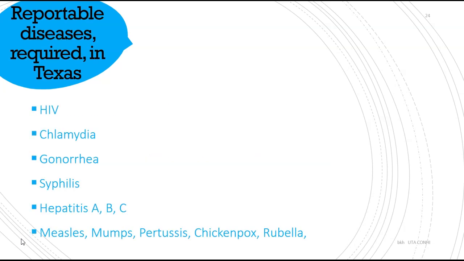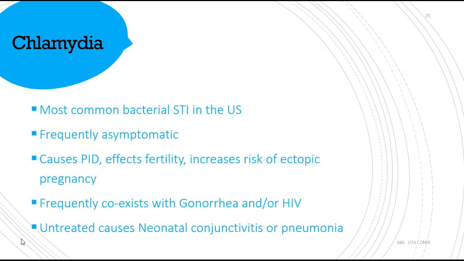Reportable diseases that are required to be reported to the health department in the state of Texas include HIV, chlamydia, gonorrhea, syphilis, hepatitis A, B, and C, measles, mumps, pertussis, chickenpox, and rubella.